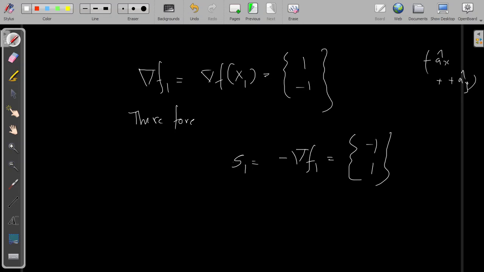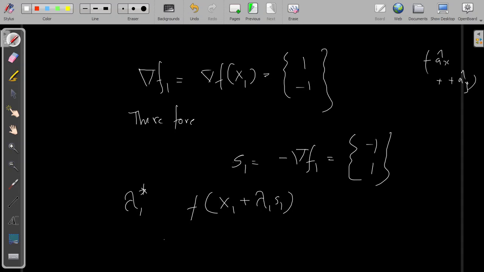Now to find X2, your new trial point, we need to find the optimal step length lambda 1 star, right? For this we have to consider the objective function f of X1 plus lambda 1 S1, and we have to find lambda 1 so that this function is minimized, and that corresponding lambda 1 value will be lambda 1 star.